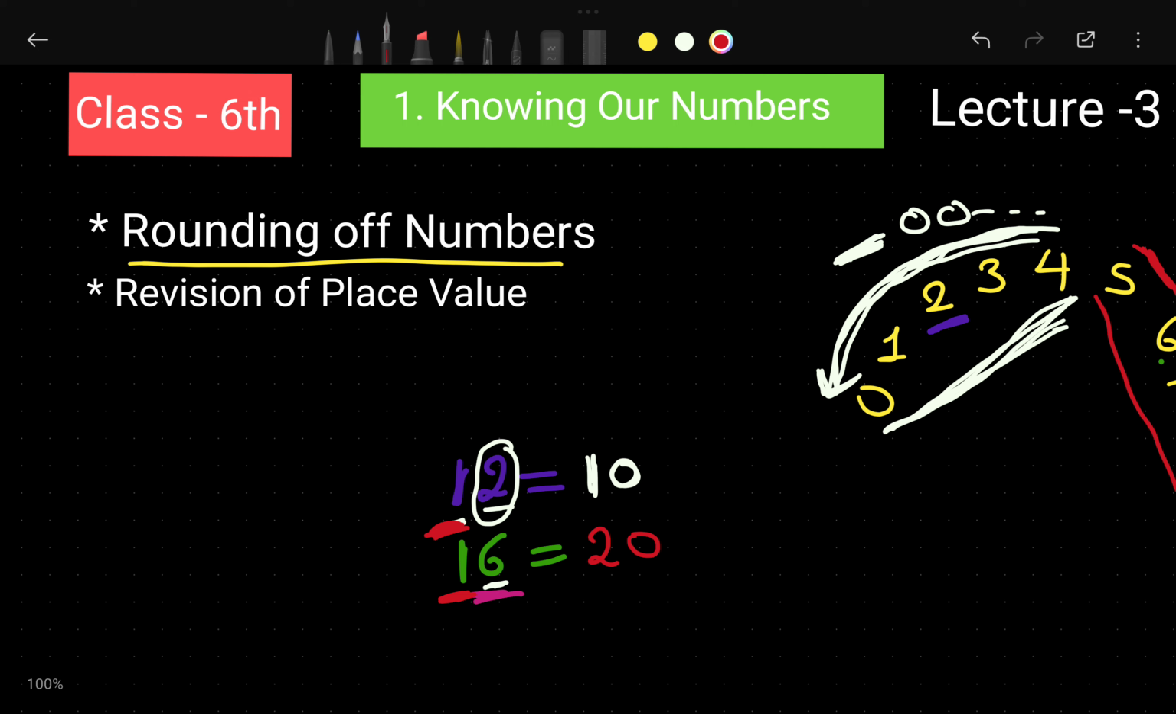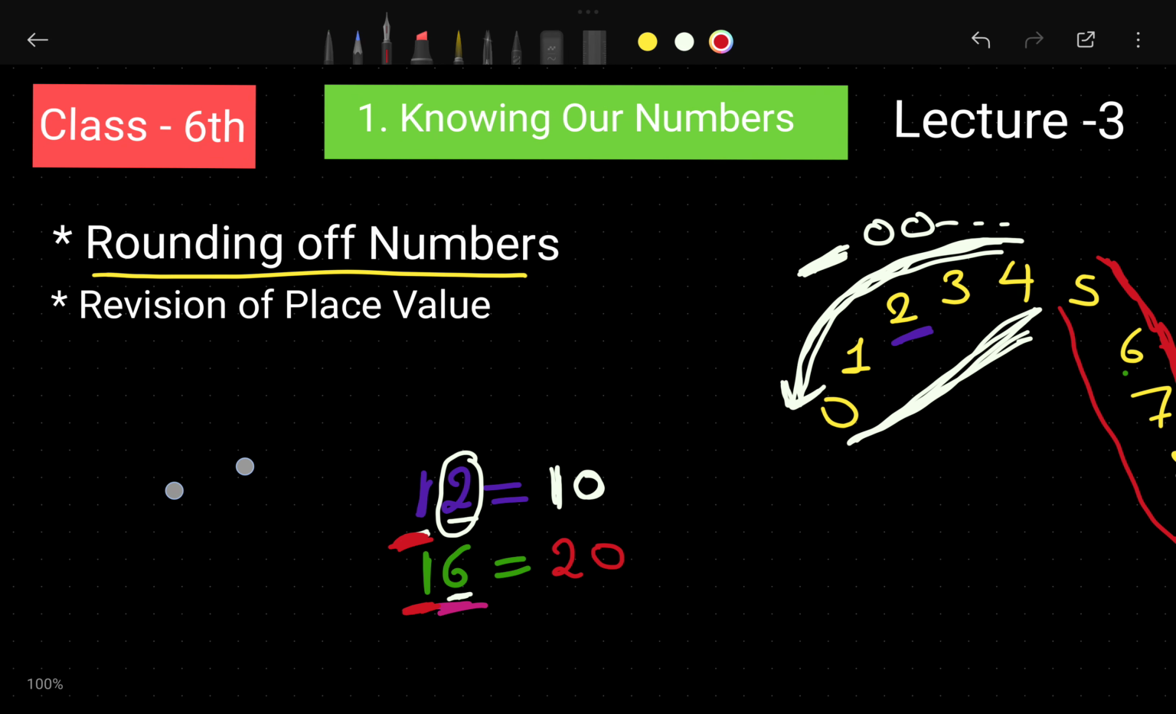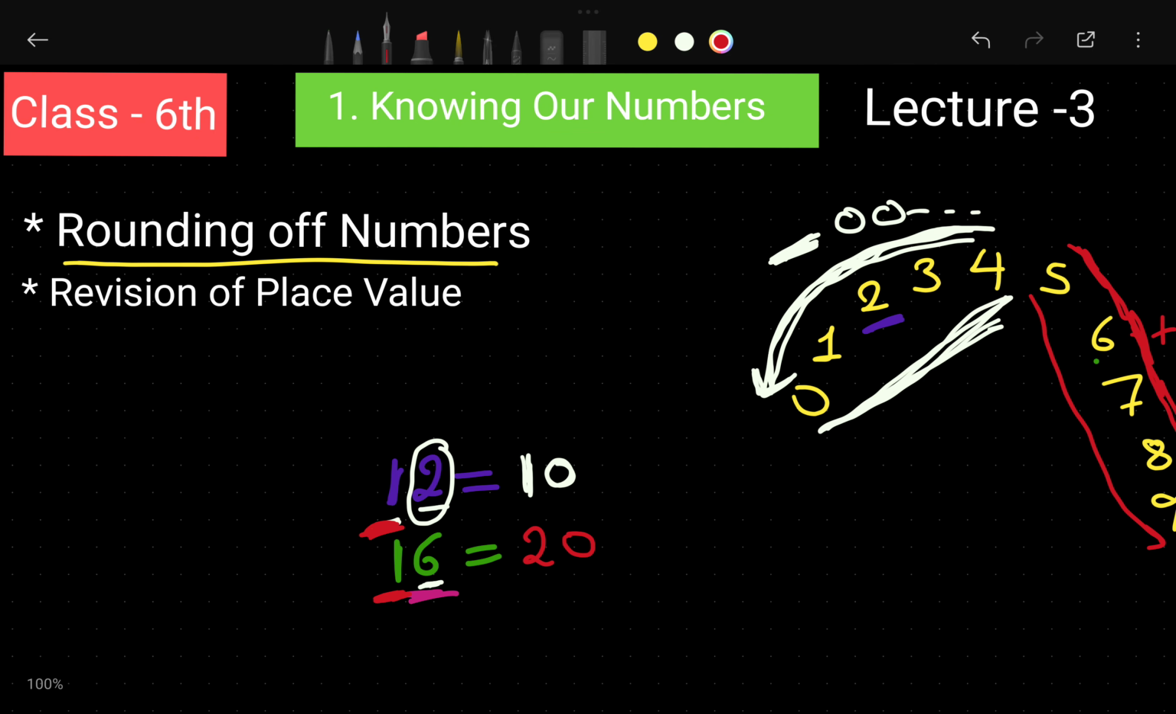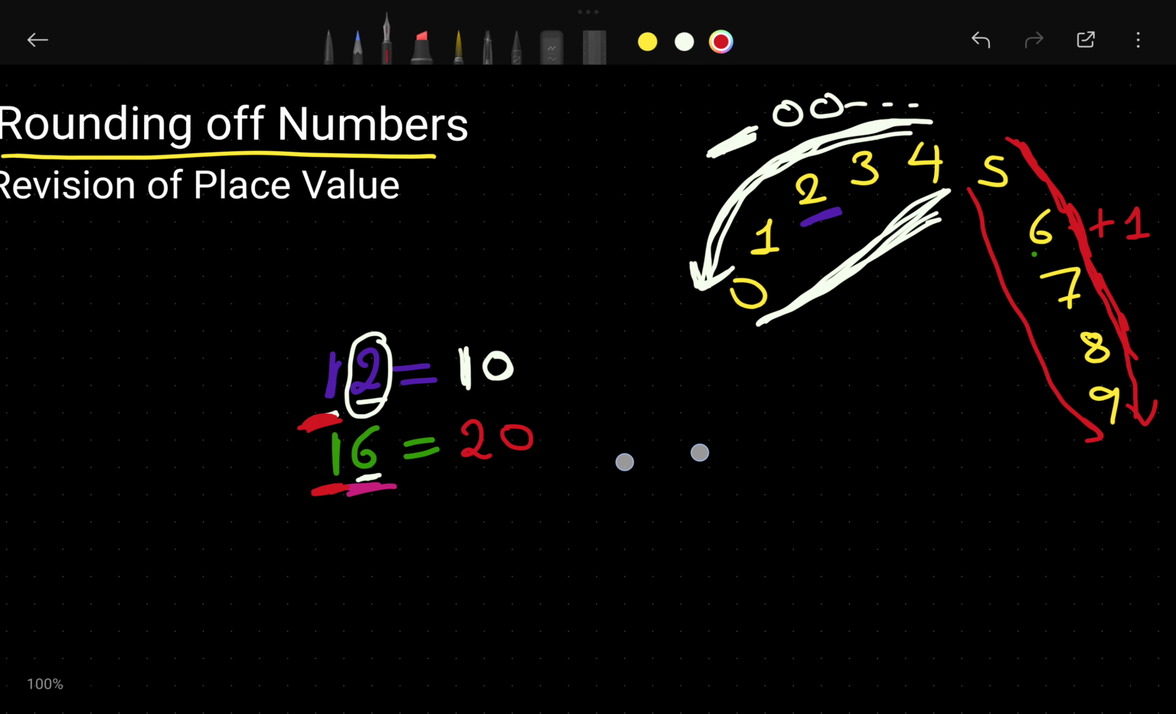Okay, so let's see this one, let me start with the example. If you need this example, you can also download the PDF in the description.